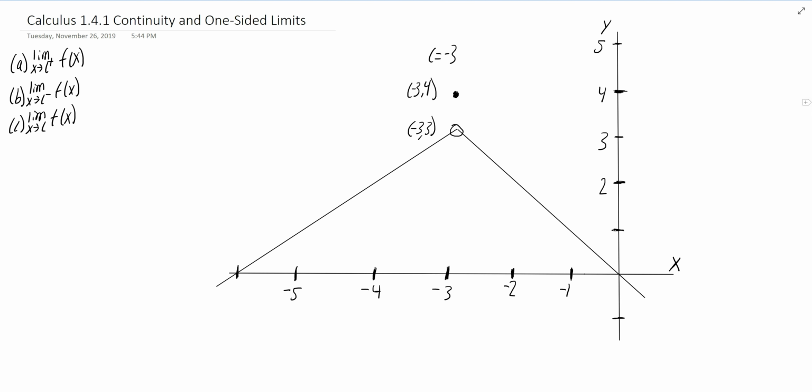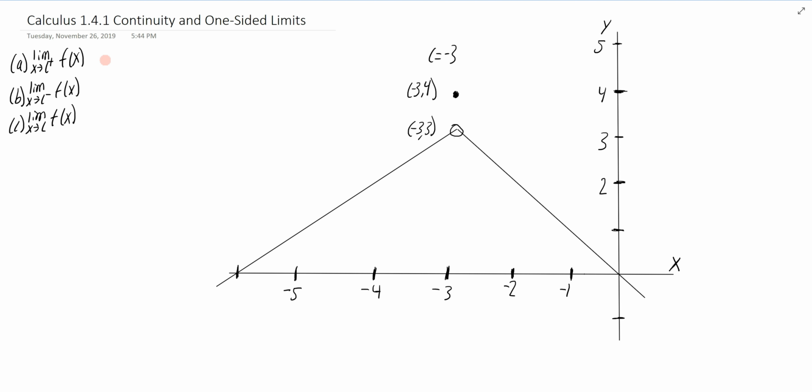All right, so in this example, we have another function that contains a hole. This time we have the hole at a value of -3. And so what this means is in part A, we're looking at the limit as x goes to c plus of f of x. So what is the limit as x goes to c from the right of f of x?